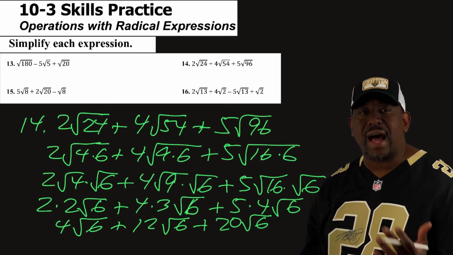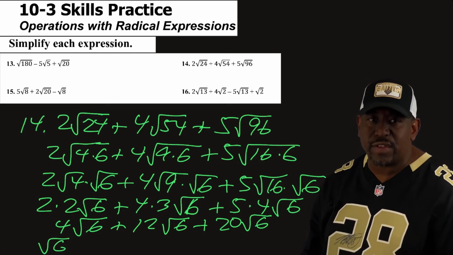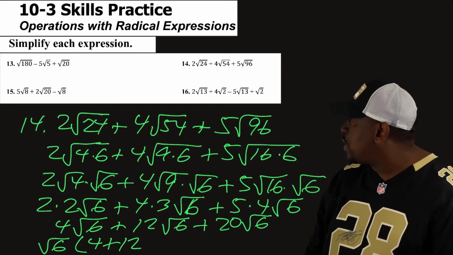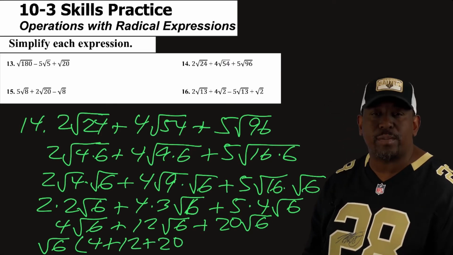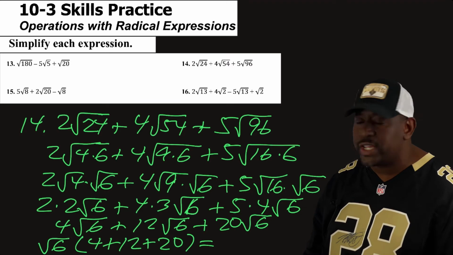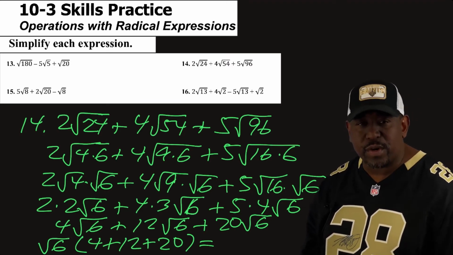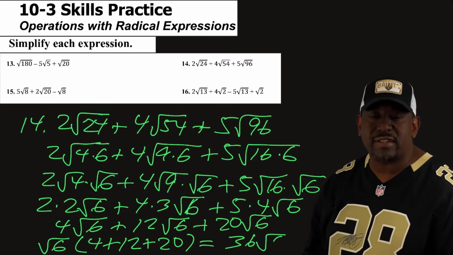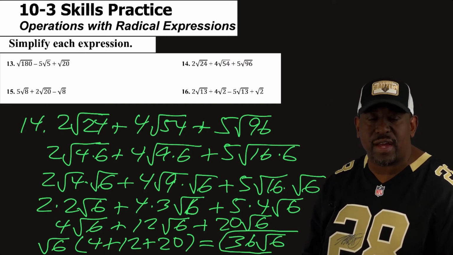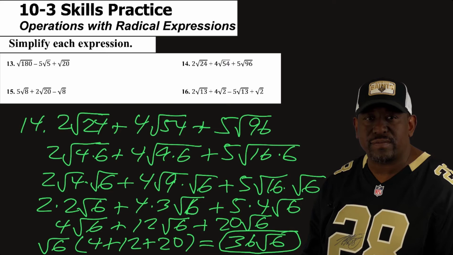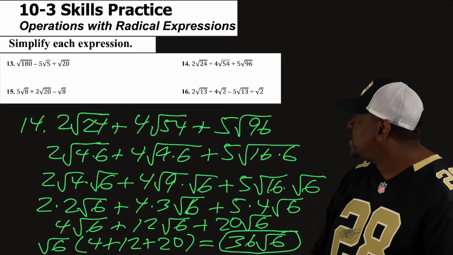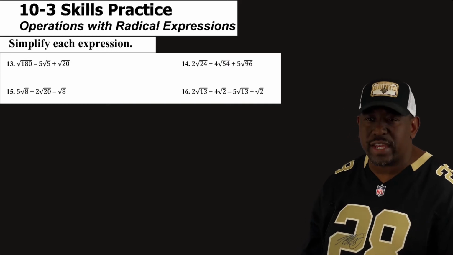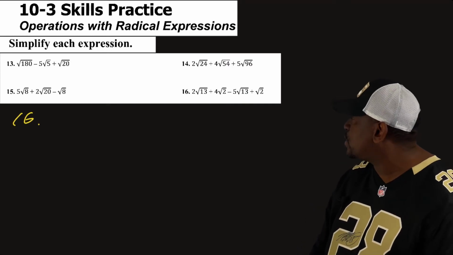Now you have a common radical you can factor out of the 3 sums, which is the square root of 6. You will have left in the grouping symbol 4 plus 12 plus 20. You add 4 plus 12 plus 20. What does that equal? That will give us 36 times the square root of 6, which is our final simplified answer. So again, we're doing the same processes over and over. You just want to take your time, make sure you get your perfect squares correct.